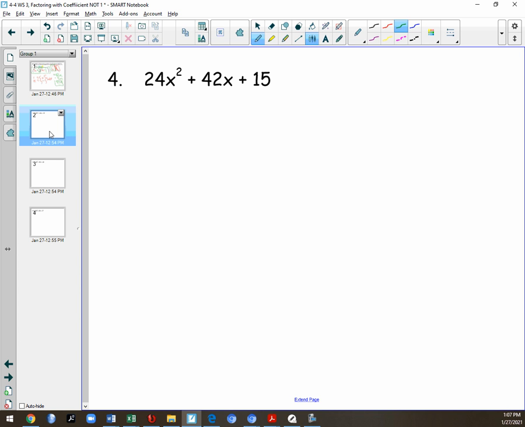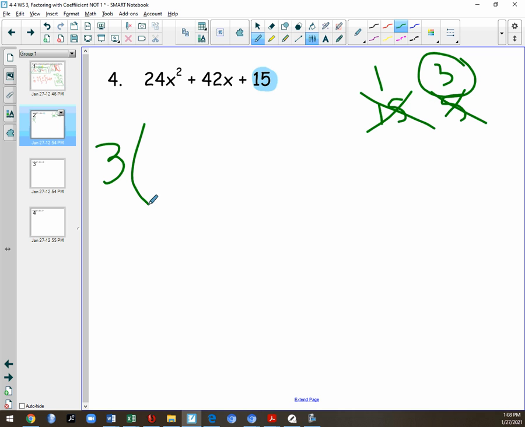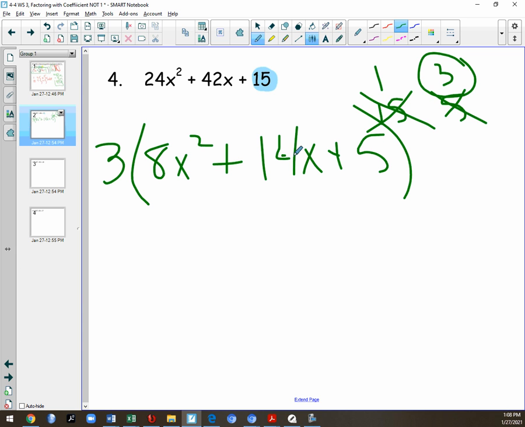Number 4, same exact thing with number 4. The smallest number up there is going to be a 15. So factors of 15 are 1 and 15, 3 and 5. So I need to go ahead and say, is everything divisible by 15? No, everything is not divisible by 5, so 3 looks like it could potentially be the winner. So if I pull out a 3 out of 24, I'm going to be left with 8x squared. I pull a 42 and divide that by 3. That's going to give me a 14x, and this gives me a 5. Okay?